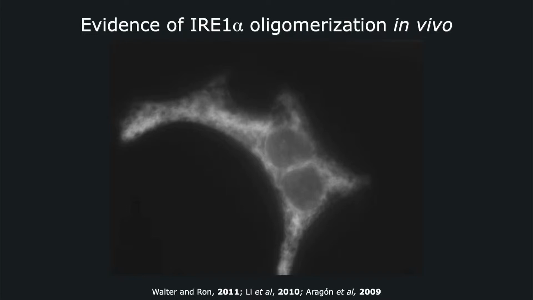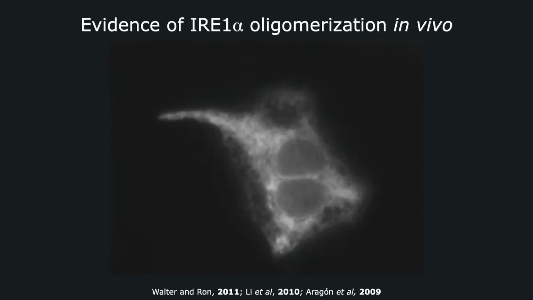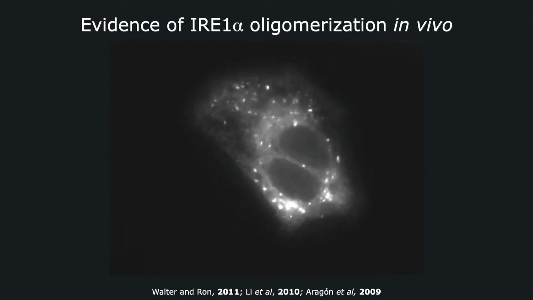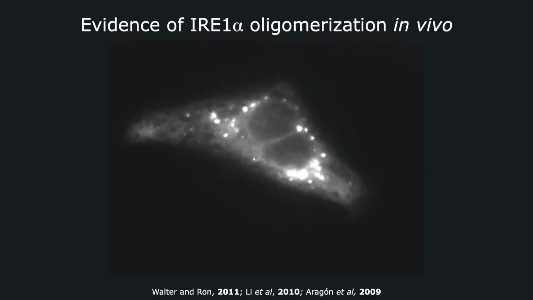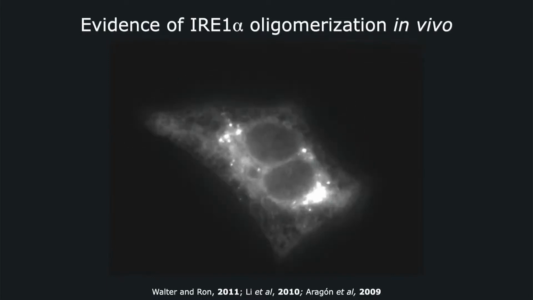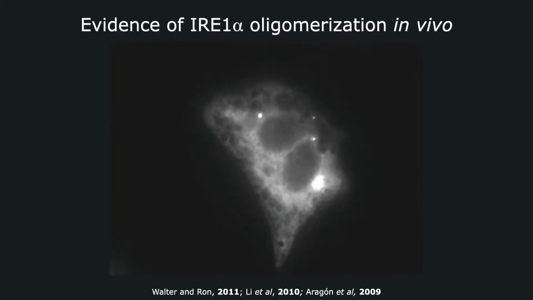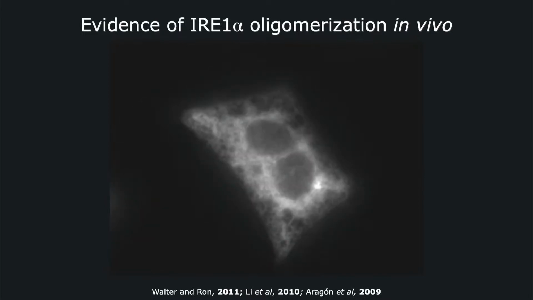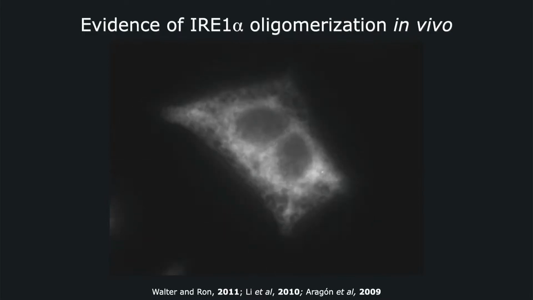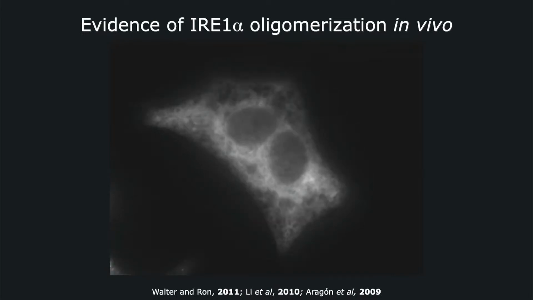And this is a movie from Peter Walter's lab at UCSF. It's a human cell, and there's a fluorescent tag on this protein IRE1 alpha. It's in the endoplasmic reticulum. And what Peter's lab discovered is that if you add a drug that causes protein folding stress, IRE1 alpha co-localizes, it starts to aggregate into distinct puncta. And then if you wash the drug out, eventually it diffuses back throughout all of the ER, and you no longer see puncta, you just see labeling the ER across the cell.